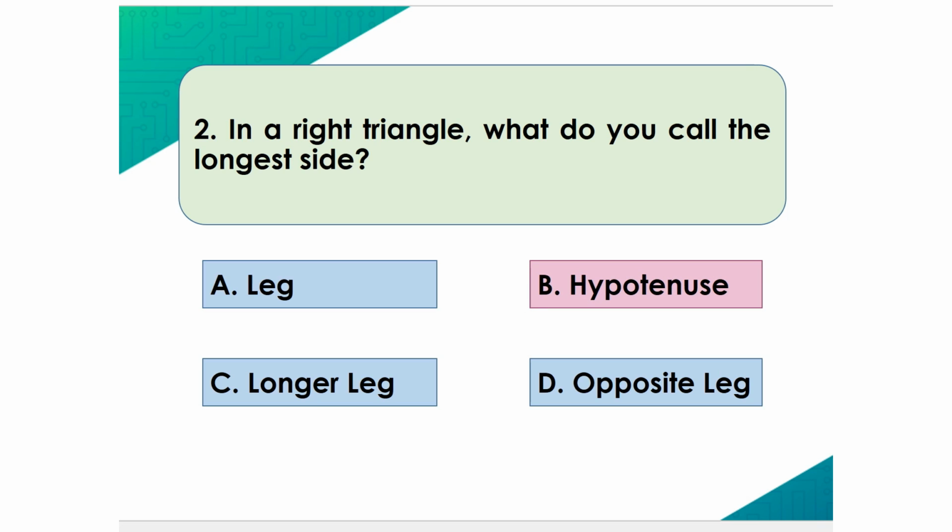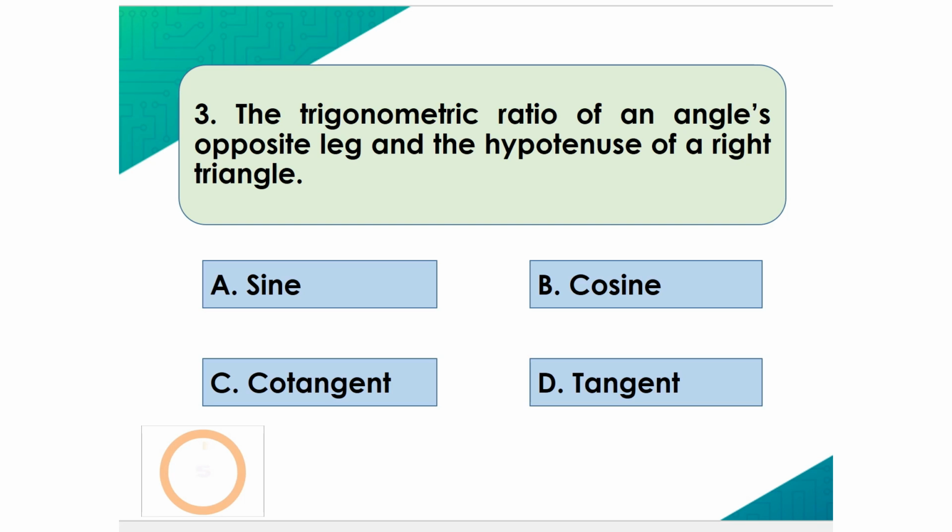B. Hypotenuse. 3. The trigonometric ratio of an angle's opposite leg and the hypotenuse of a right triangle. A. Sine. B. Cosine. C. Cotangent. D. Tangent. The correct answer is A. Sine.